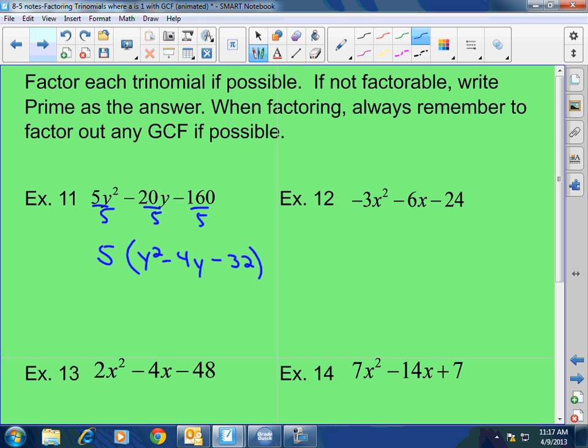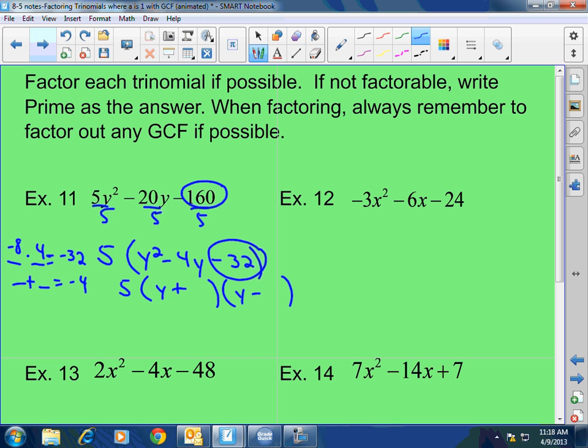Now we can do it like normal. So I've got 5 times my setup of a y and a y, and it's a minus and a minus, so it's a plus and a minus. And then what times what equals, remember, now we're dealing with this, not this. We already got rid of that 5. So what times what equals negative 32, but when added together equals negative 4? Negative 8 and positive 4, that's negative 32. Negative 8 plus a positive 4, that's negative 4. So positive 4, negative 8, done.